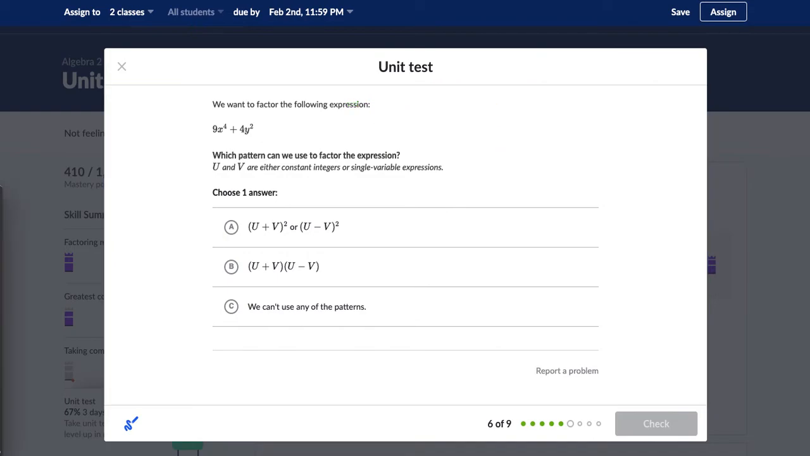All right, next example here, we want to factor the expression, and we see our patterns showing up again, right? So remember, there's 3 patterns. Well, 2 of them are similar. We've got our u plus v squared pattern, we've got our u minus v squared pattern, and we've got our u plus v, u minus v pattern. Okay.